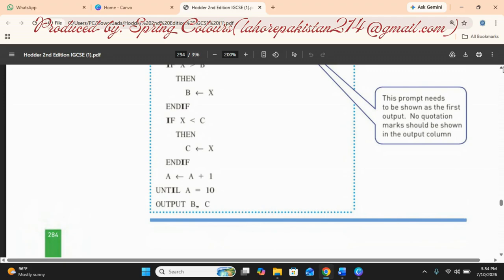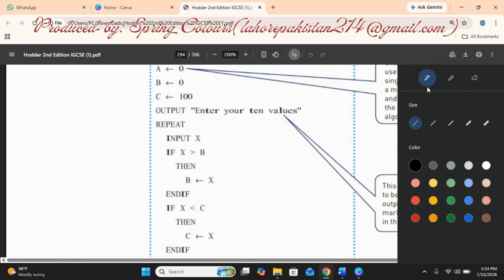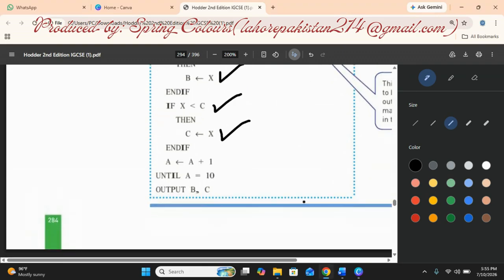284, where the pseudocode is taking 10 values from the user and comparing whether the values are greater than b. So variable b is used to store the largest values, and variable c is used to store the smallest values. And a is being used as a counter over here.